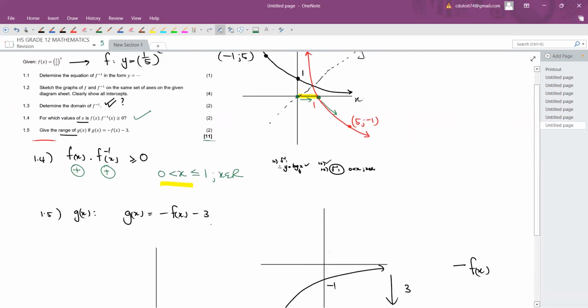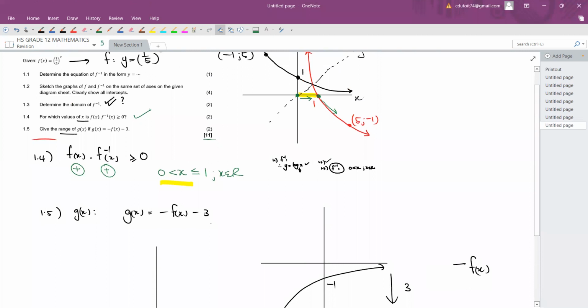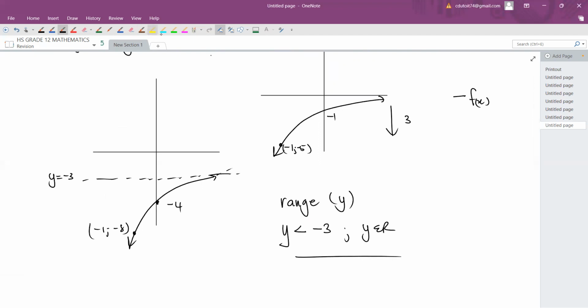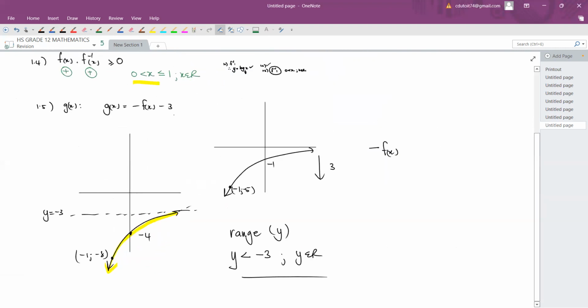So now what's the question? What is the range? There will be an asymptote there of y equaling -3. So the range, that's the y values, isn't it? Yes. That y will always be smaller than -3, and y will be real numbers. So that all my y values will always be smaller than -3. Does that make sense?